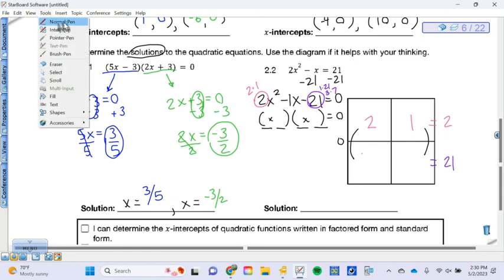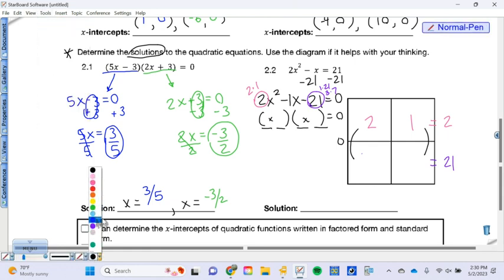3 and 7. What's 2 times 3? And what's 1 times 7? 7. Can I use 6 and 7 to get to negative 1? Yes. How? Positive 6 minus 7. Does that mean I just put plus 6 minus 7? No, not for these kind.